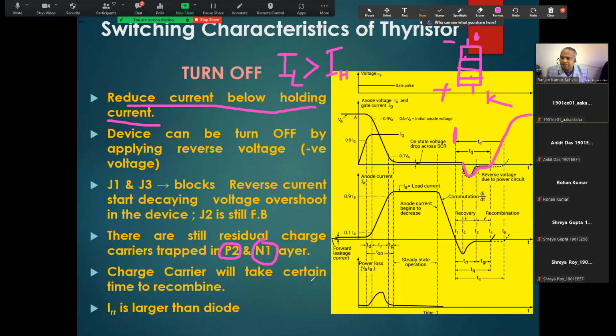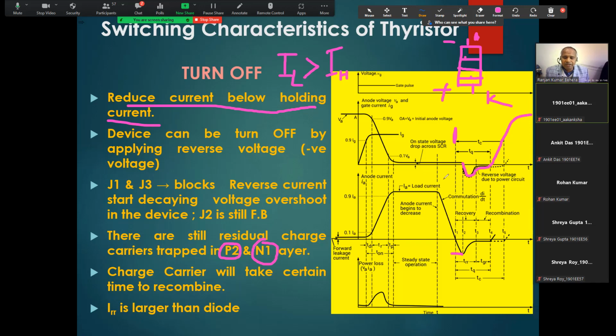So the charge, then IRR, is larger than in a diode. In case of a thyristor, this IRR is greater than in, for example, a 1 kV thyristor and a 1 kV diode. A 1 kV thyristor has a large IRR as compared to a diode circuit.